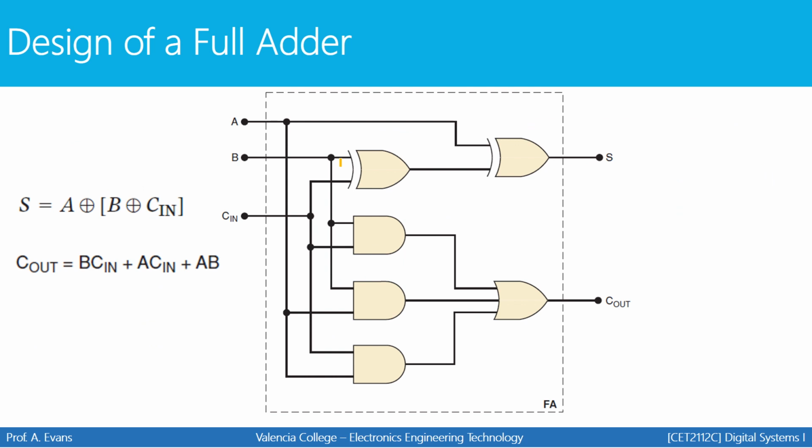Remember, sum was A exclusive OR B exclusive OR C. Here's the exclusive OR for B and C, C in, and then that gets exclusive OR with A. So there's your sum. Then your C out, you have 3 AND gates and an OR gate to implement this expression right here. So this is my circuit that's going to become the full adder. This circuit will take input A, input B, and your carry in, give you a sum and your carry out. Now we have a circuit that'll do some of the work for us.